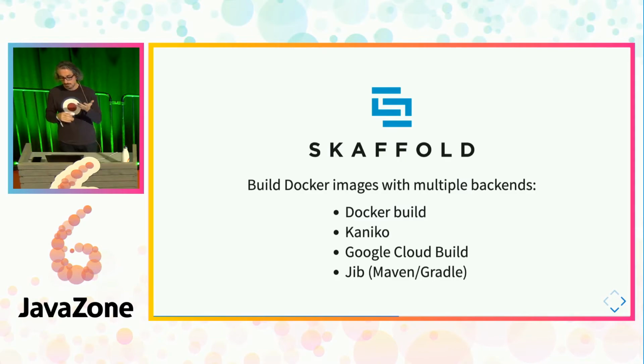But again, Jenkins X is now using Kaniko for everything because of the advantages of not having to expose the Docker socket and the Docker daemon.